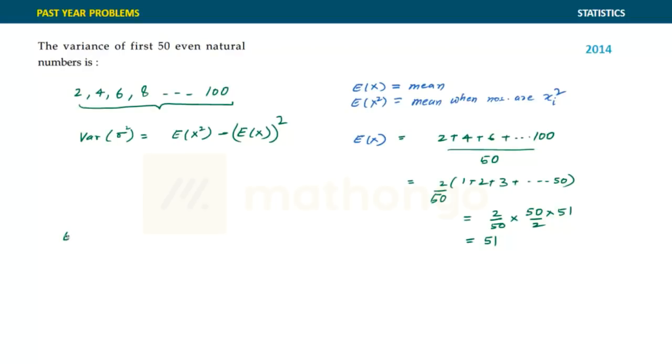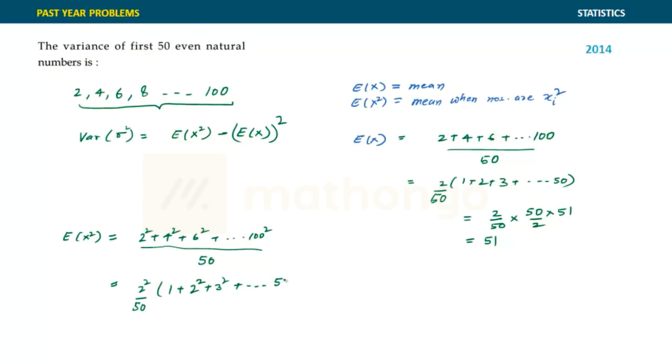Now your target is to find Ex square. Ex square is when you square each observation first, then take their summation, that is up to 100 square, divided by the number of observations, still 50. So the mean of squares of the observations is Ex square. Again I can take 2 common, and this time 2 square comes outside. It will be 1, 2 square, 3 square, and so on till 50 square.